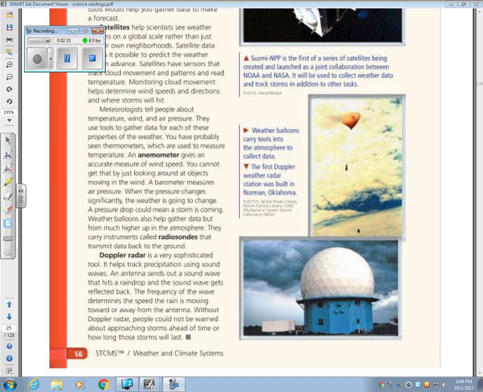So the second instrument that a meteorologist uses is a thermometer. So this is number 2, and it measures temperatures. The third instrument that is used by a meteorologist is an anemometer. And this is a tool that measures wind speed.